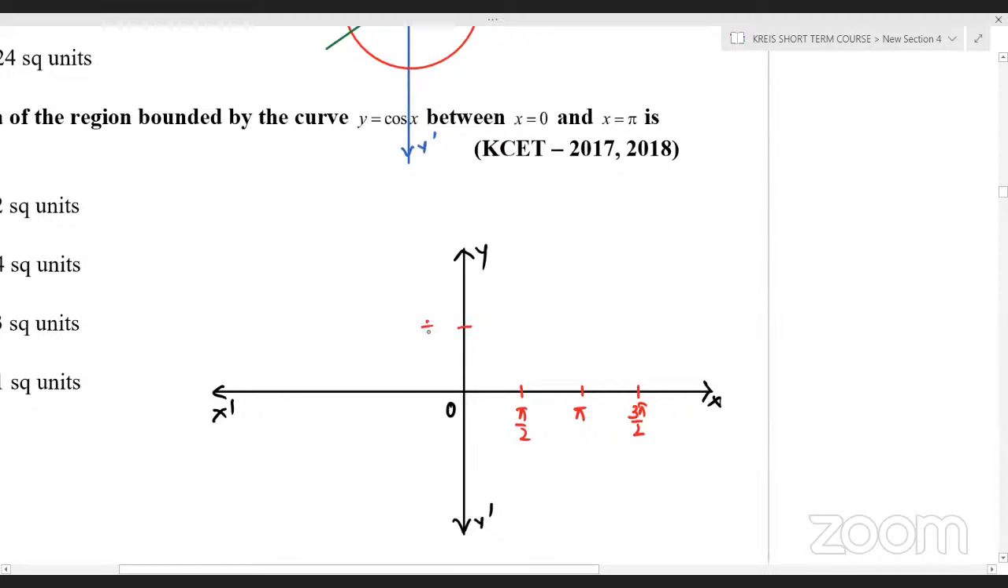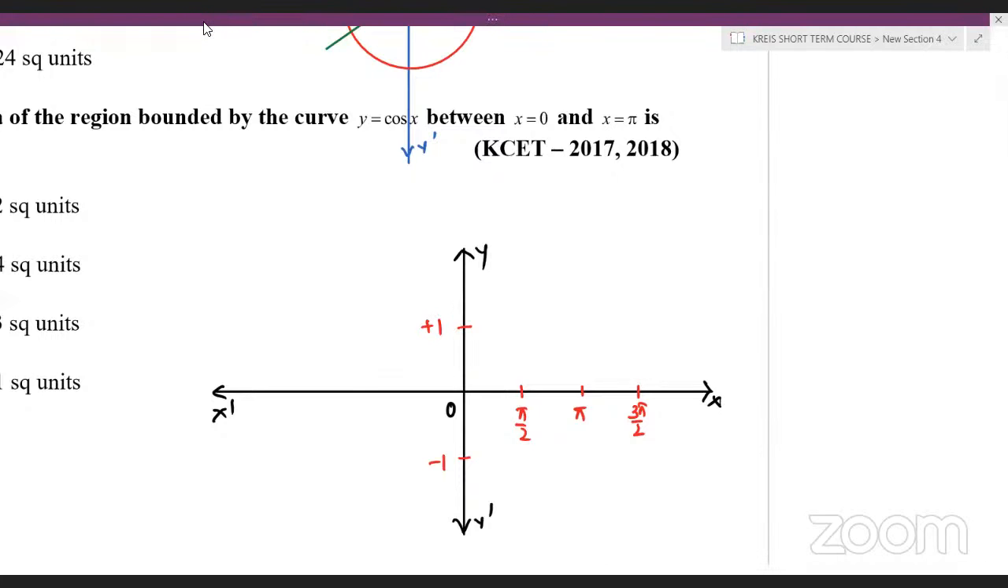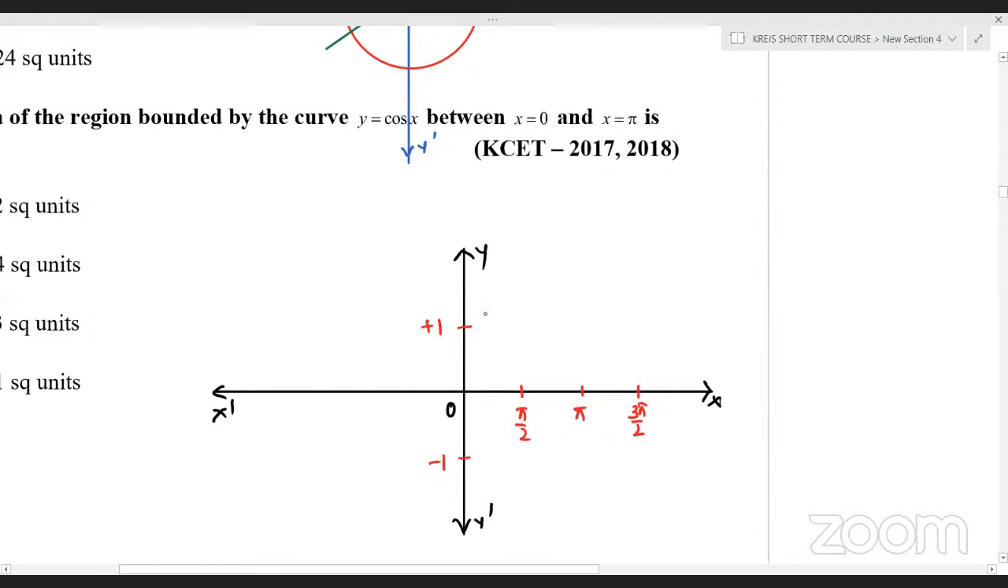So cosine's maximum value is +1 and minimum value is -1. If you plot the graph of this cosine function, when x is equal to 0, it is 1. At pi by 2, it is 0. When it is pi, it is -1. And when it is 3 pi by 2, it is 0. So here you need this area as well and this one. So I want this also.